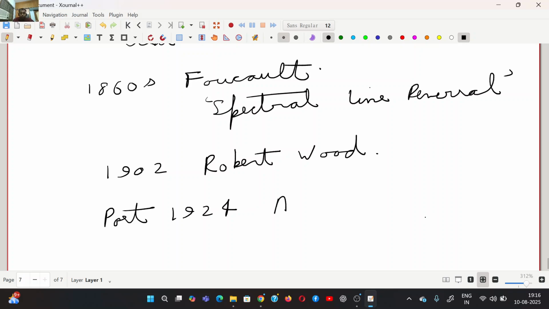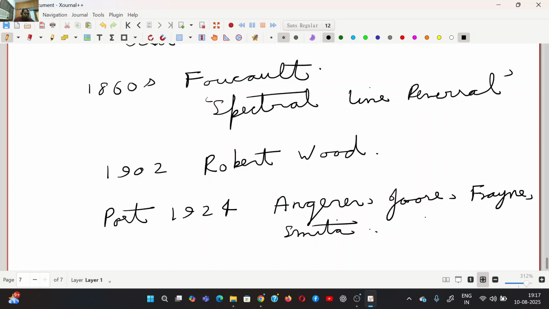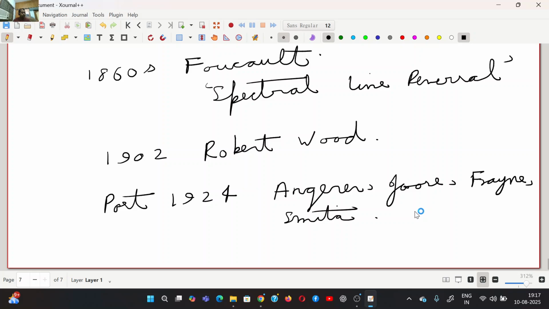Like there are some scientists whose names are Angerer, Choose, Frame, Smita. So they created tables of absorption lines for elements like aluminum and indium, and their efforts transformed AAS from a curiosity phenomenon into a technique for experimental analysis, and this led to instrument development to the mid 20th century.